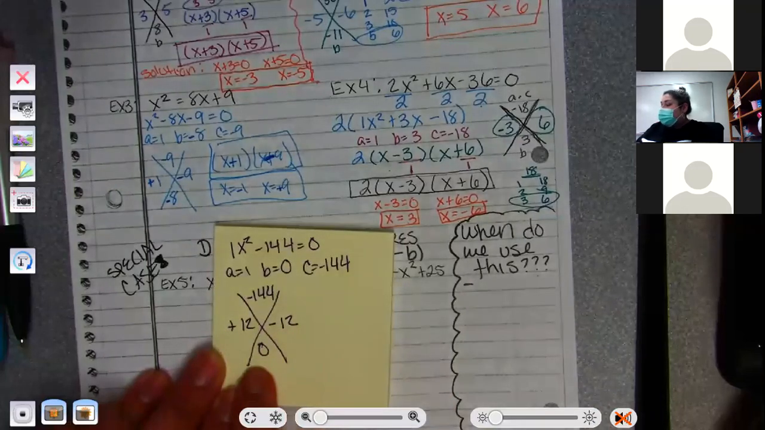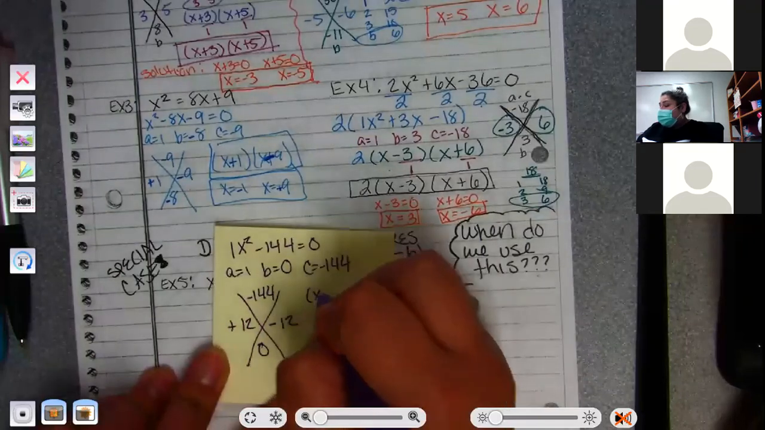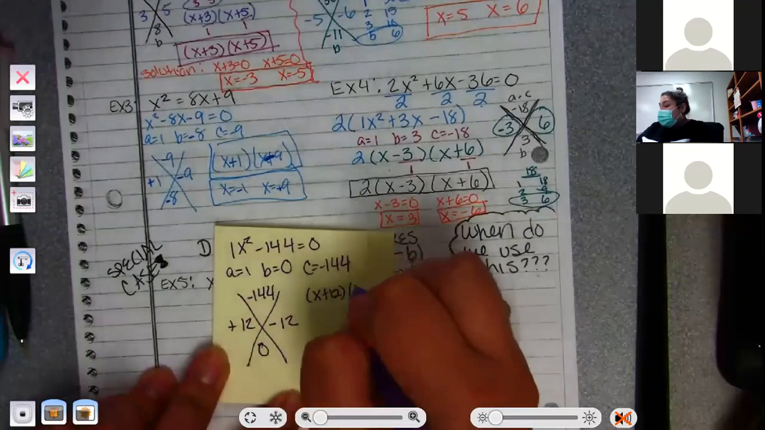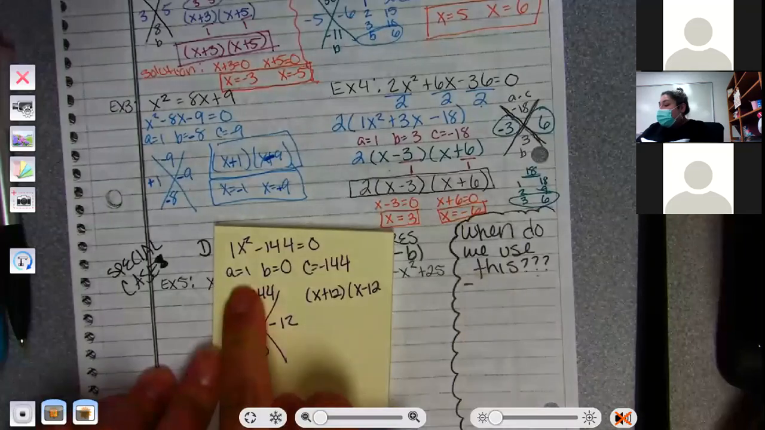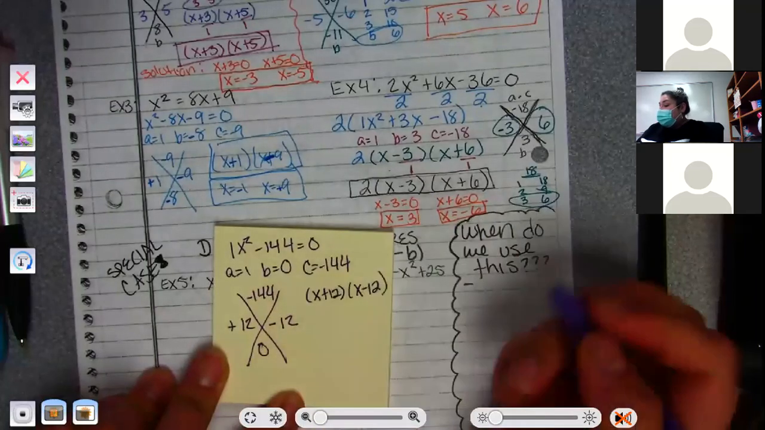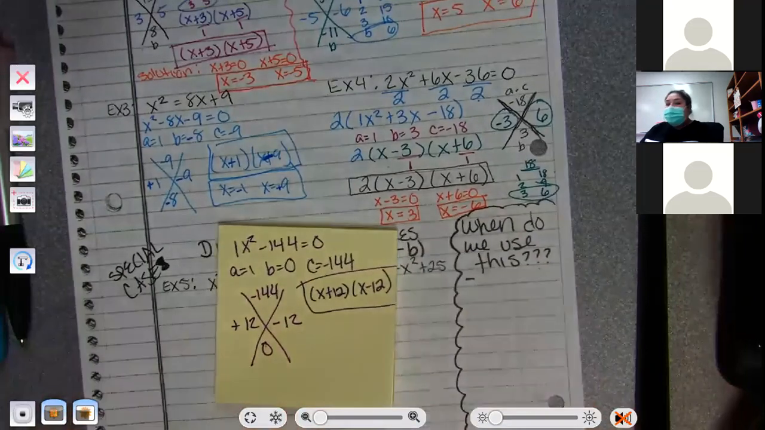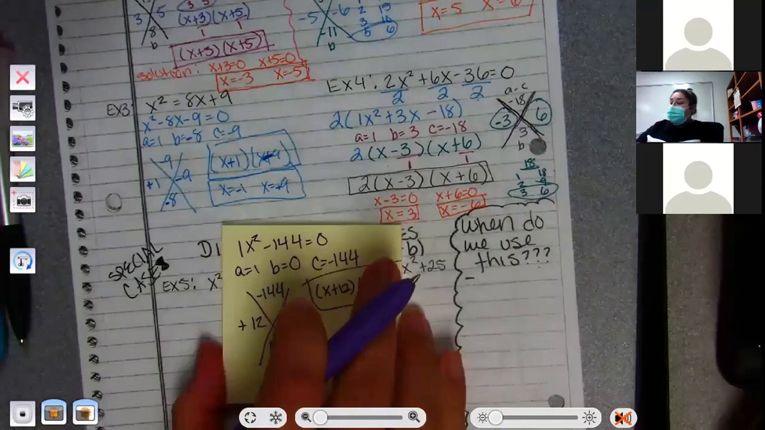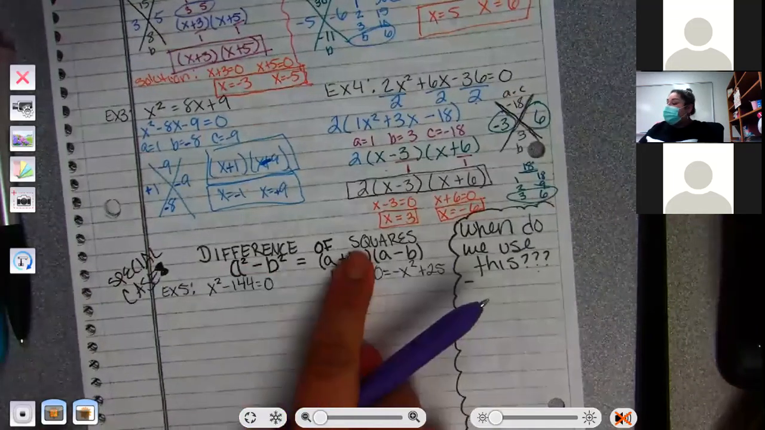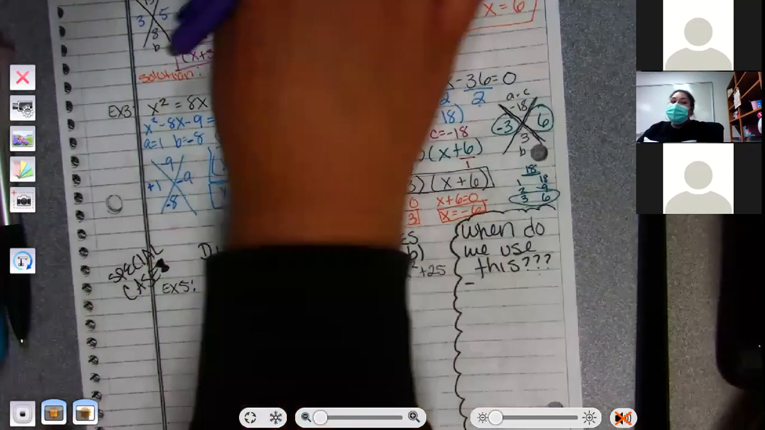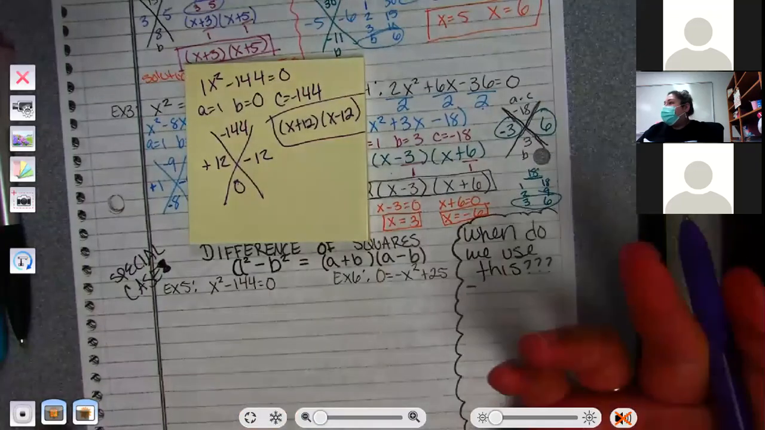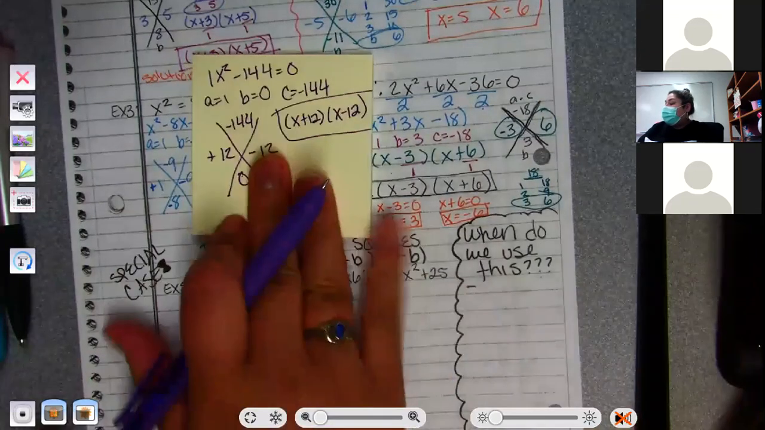So it still works. So you would have x plus 12 and x minus 12. A is just 1, so it's not going to change anything, and we didn't factor anything out, so this would be your factor form. Okay, so does everyone see that it still works? Okay, so if you forget that this is a rule and you can do difference of squares, you can still do it this way and get your factor form. Okay, so that's the first thing I wanted to point out.